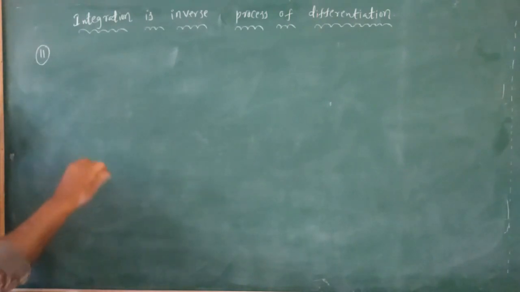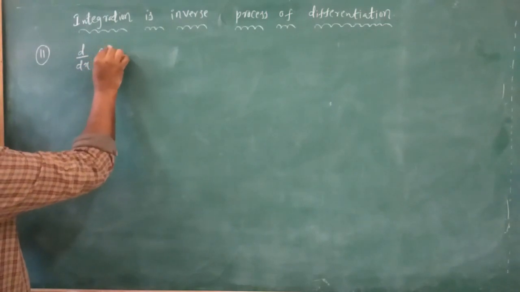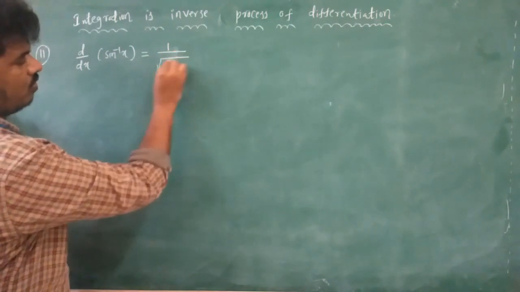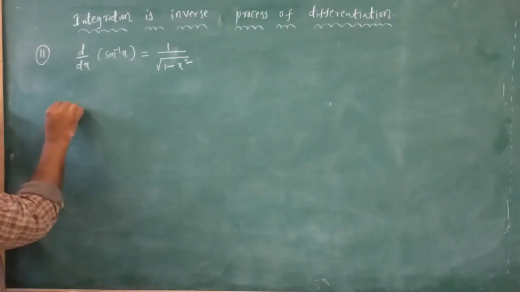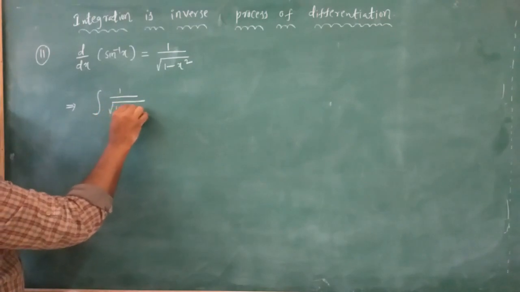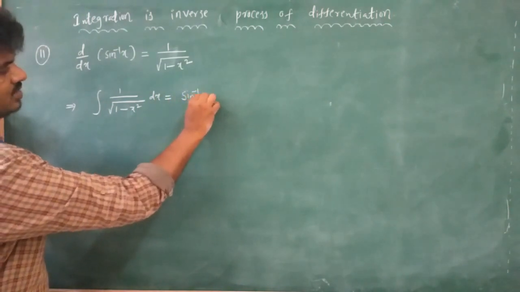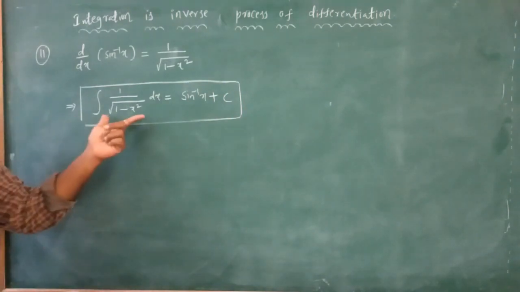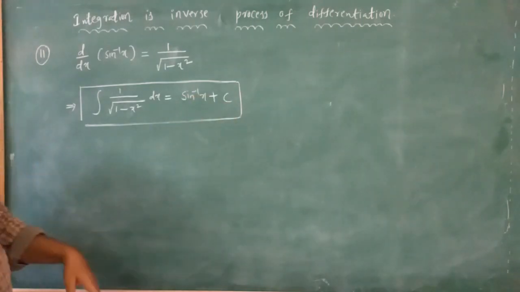Next, 11th one. What is the derivative of sin inverse x with respect to x? What is that? 1 by root over 1 minus x square. Here we can write the integral of 1 by root over 1 minus x square dx is equal to what? Sin inverse x plus c.